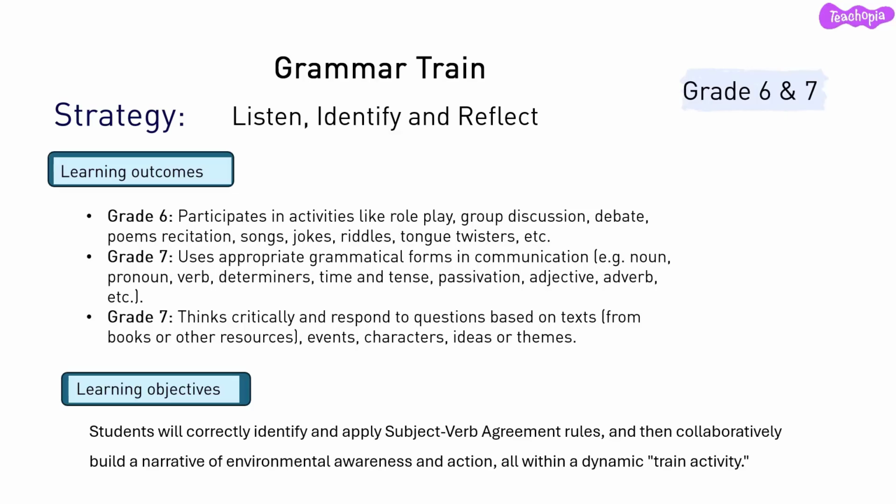The learning outcomes for grade 6 are: participates in activities like role play, group discussion, debate, poems, recitation, songs, jokes, riddles, tongue twisters, etc. For grade 7: uses appropriate grammatical forms in communication, for example noun, pronoun, verb, determiners, time and tense, passivation, adjective, adverb, etc. Thinks critically and responds to questions based on text from books or other resources, events, characters, ideas, or themes. The learning objective is that students will correctly identify and apply subject-verb agreement rules and then collaboratively build a narrative of environmental awareness and action, all within a dynamic train activity.